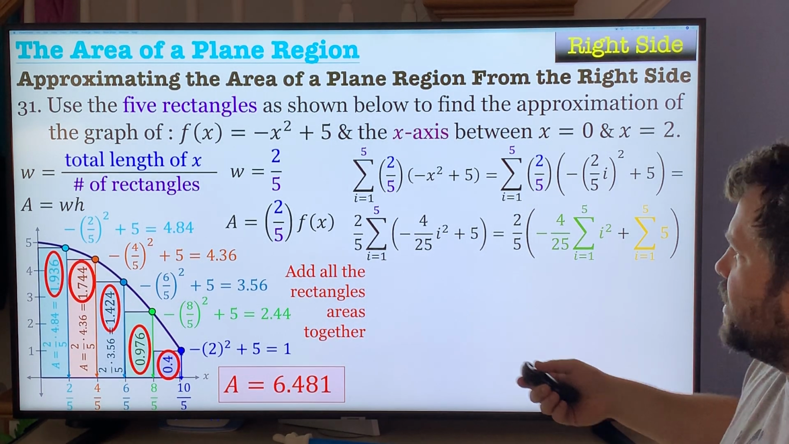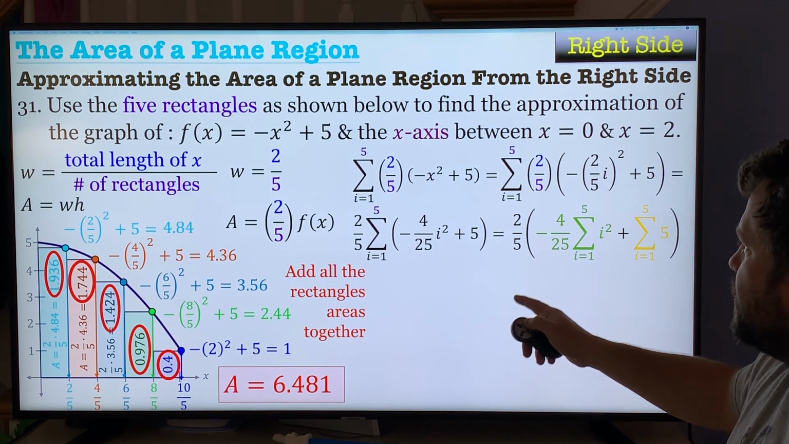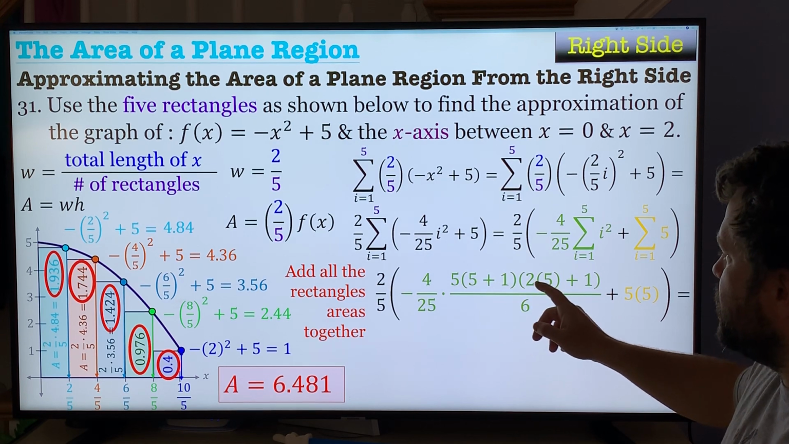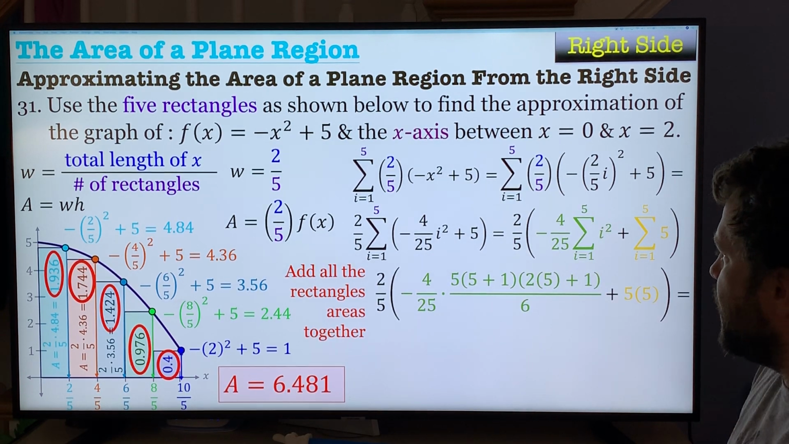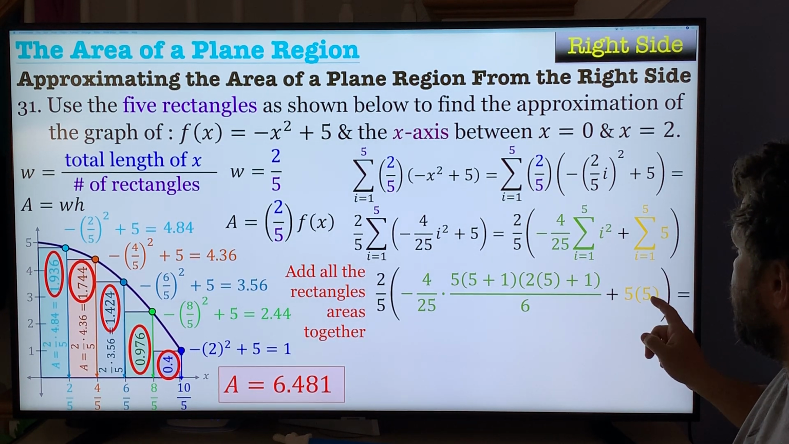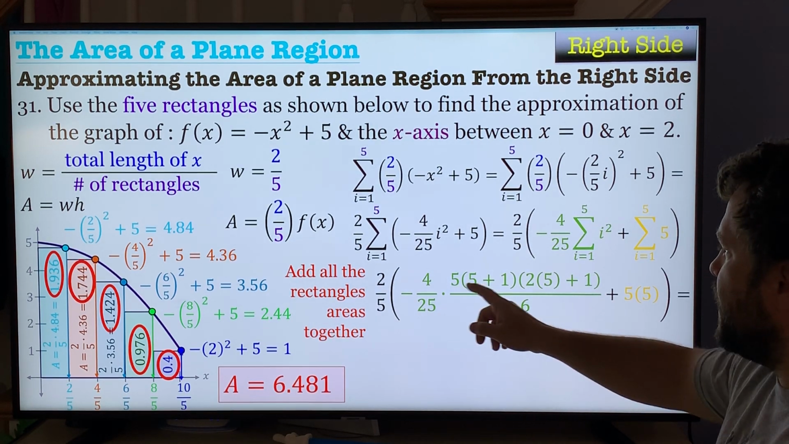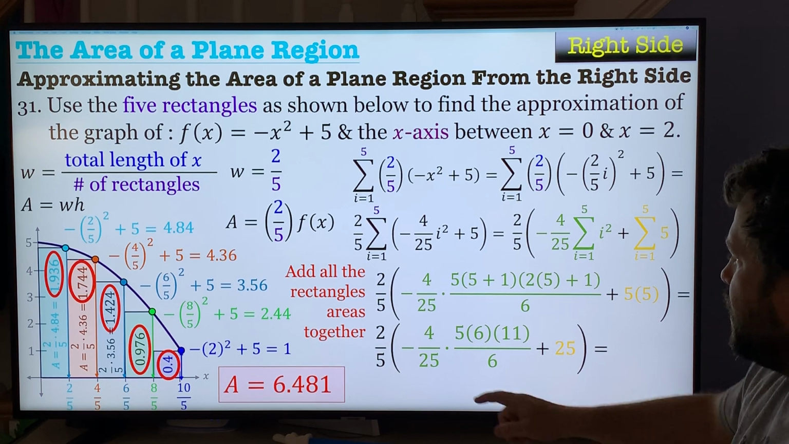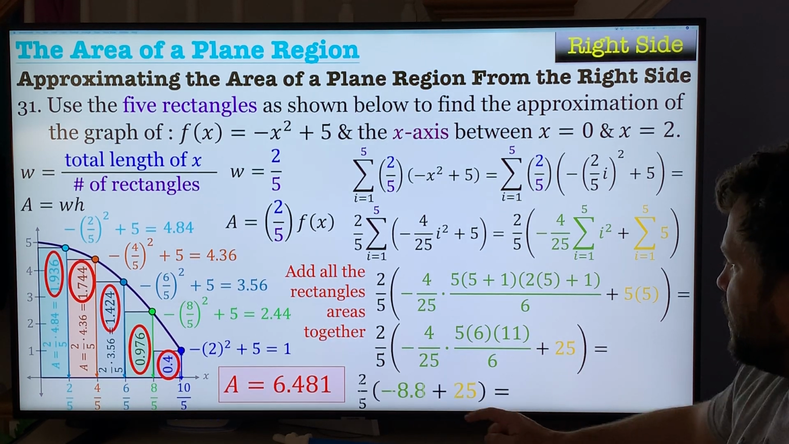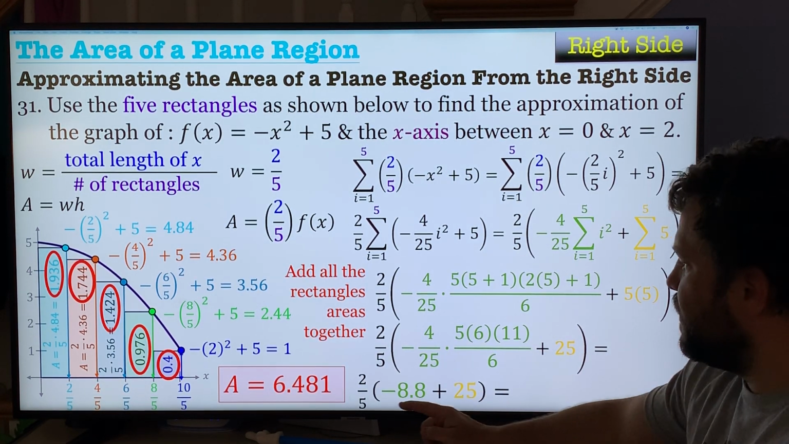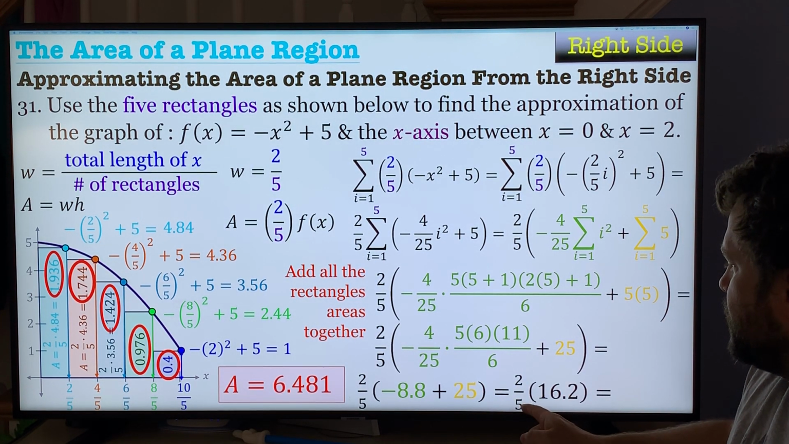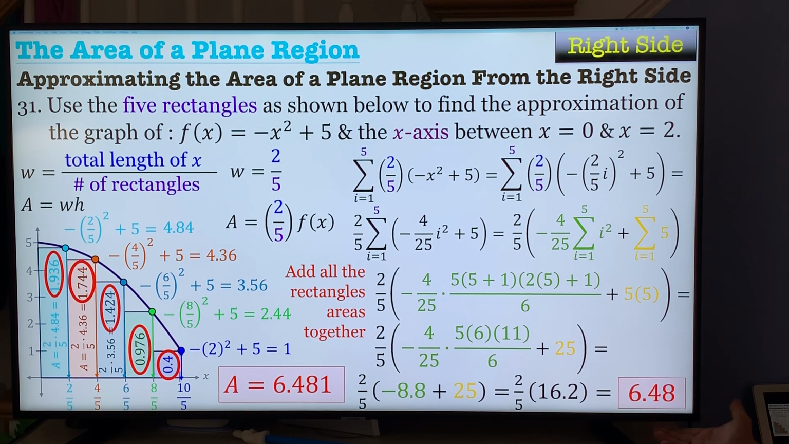And the first time is very difficult, but it gets easier. So you got 2/5 times the sum of i squared, which you should remember is n(n+1)(2n+1) over 6, and that's your n of 5. 5 times 6 times 11 divided by 6, plus 25. Multiply these, you get negative 8.8 plus 25 times 2/5. 16.2 times 2/5, and you get 6.48.